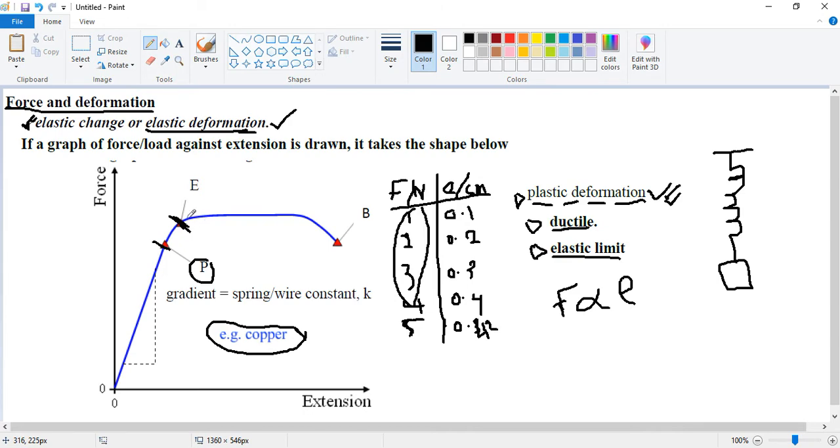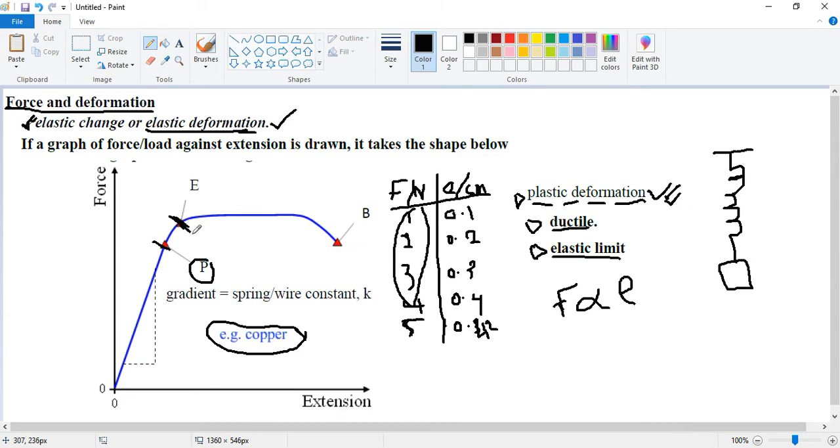When someone talks about the elastic limit, they are actually referring to the maximum force that can be applied to a wire or to a material such that it returns to its original length when this force is removed. That's what we mean by elastic limit. So if you continue adding loads, then you'll go beyond the elastic limit.